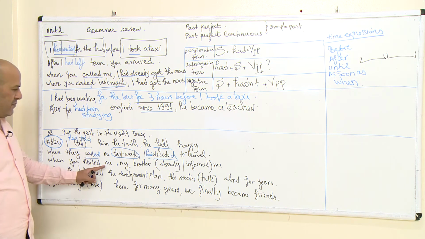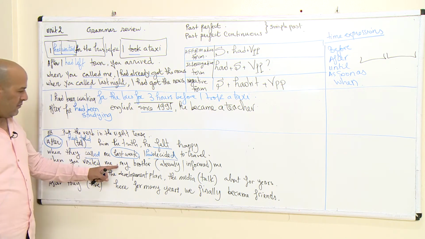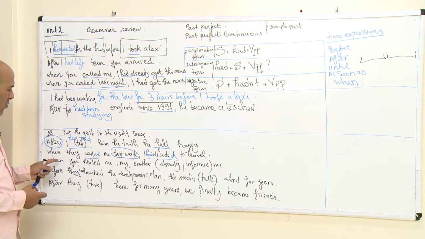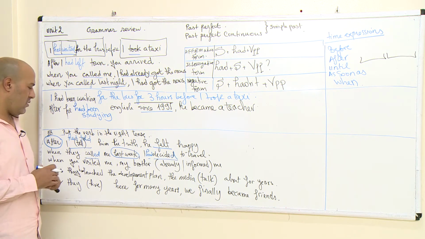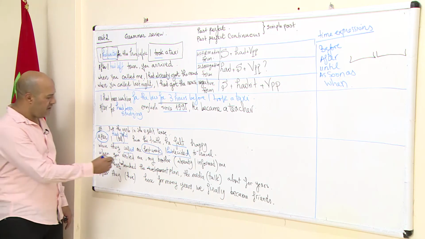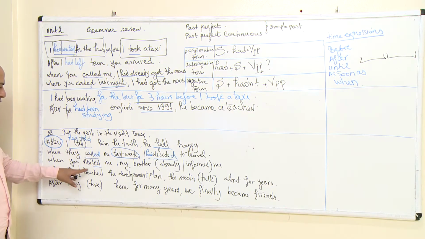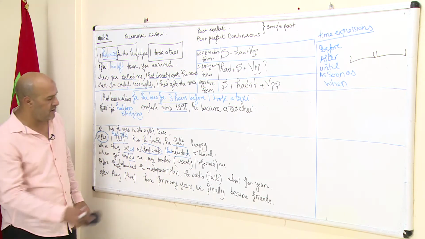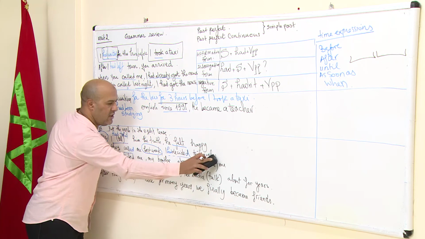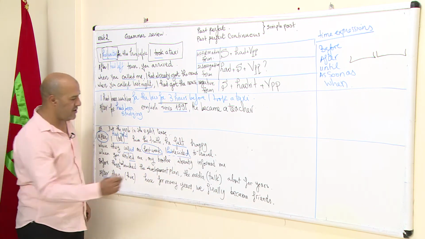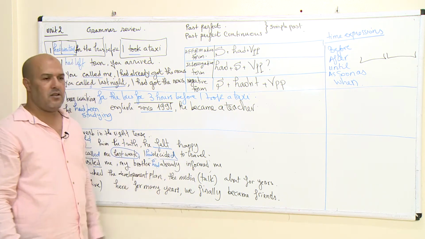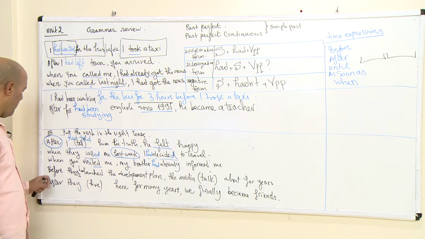When you visited me, my brother had already informed us. So here it is a little bit easier because one of the verbs is already conjugated, which is visited. So when you visited, that means the simple past, and here I will automatically have the past perfect, which is I had informed. I only put the verb in the past participle.